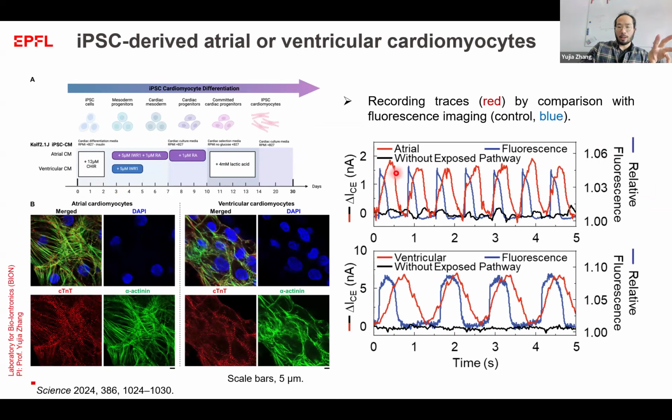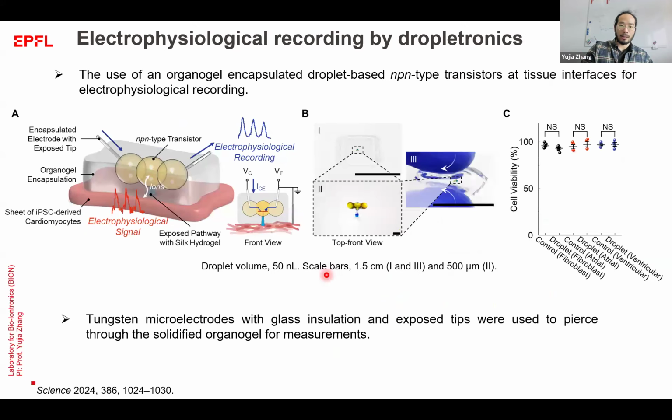So the red curves are the monitor signals by the Dropletronic transistor. The blue curves are the fluorescent voltage or membrane potential imaging by fluorescence imaging, which have the same signal frequencies. But as you can see here, our device has a delay in comparison to fluorescence. One thing is because ions sometimes need to pass through, if I can go back, those ions need to pass through those channels, right?